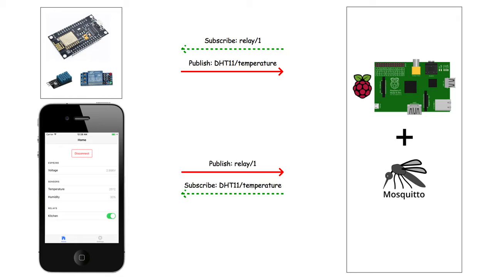We will use ESP8266 module with NodeMCU firmware. Also, we will set up MQTT broker Mosquitto on a Raspberry Pi. Finally, we will use Ionic 2 application to control our relay and read a temperature sensor.